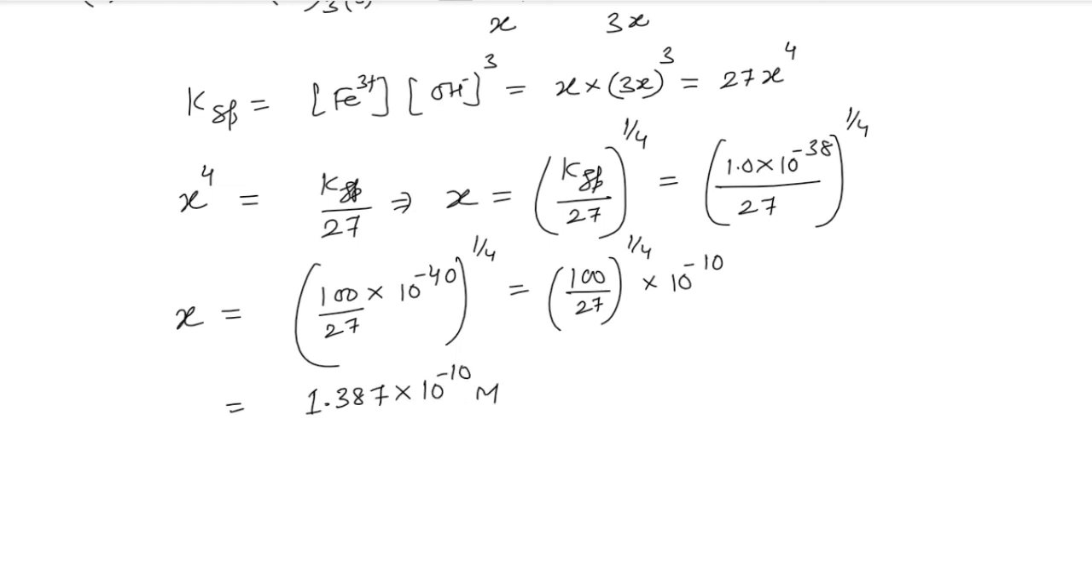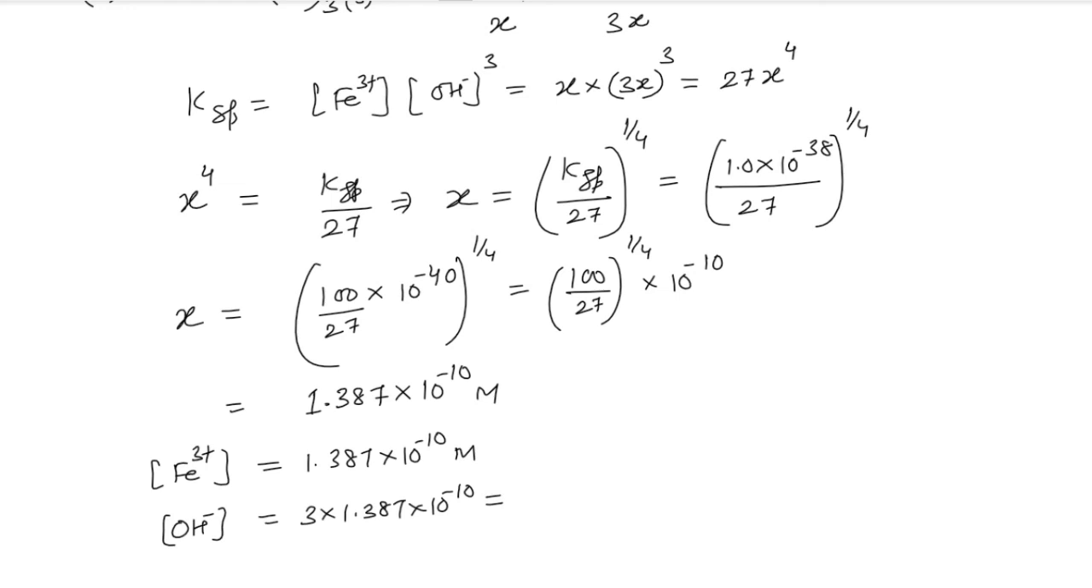So what is the concentration of Fe3 plus ion? The molarity of Fe3 plus ion is the same, but the molarity of OH negative ion is 3 times, that is 4.16 into 10 raised to power minus 10 molar. That's it. So that's all about this question.